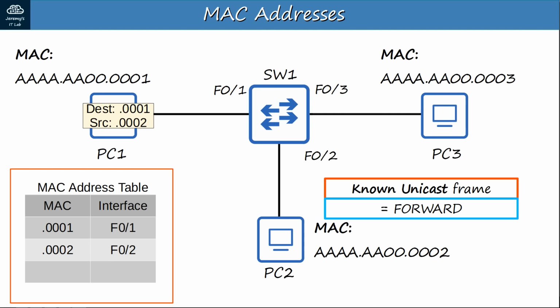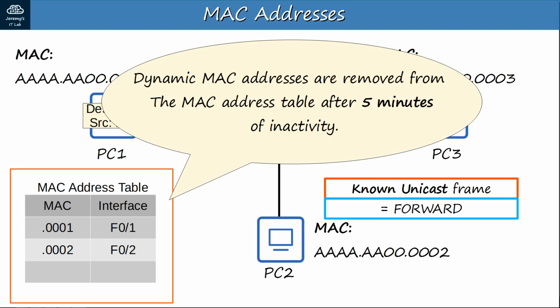And PC1 then processes the frame up the OSI stack through the de-encapsulation process, which we learned about in Day 3's video. One more point about these dynamic MAC addresses. On Cisco switches, these MAC addresses are removed from the MAC address table after 5 minutes of inactivity. So if PC1 didn't send any traffic for over 5 minutes, Switch 1 would remove the MAC address to clean out the MAC address table. Of course, if PC1 sent traffic again, Switch 1 would dynamically learn its MAC address again.